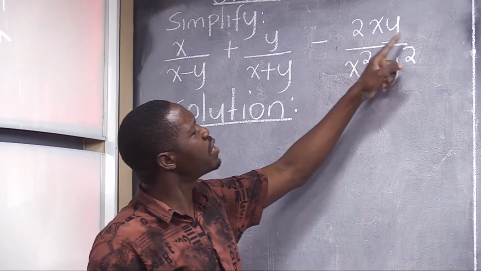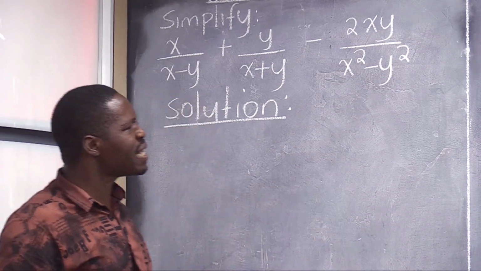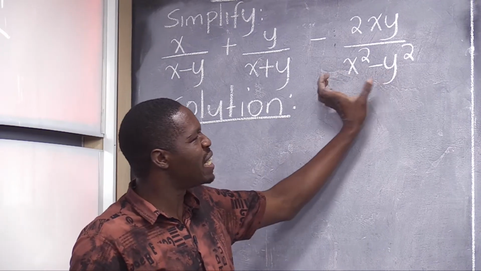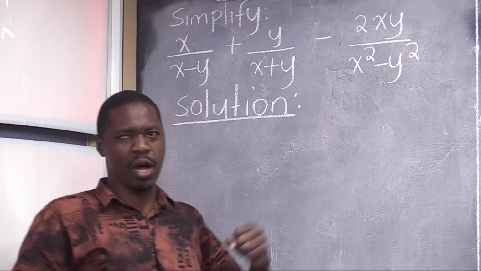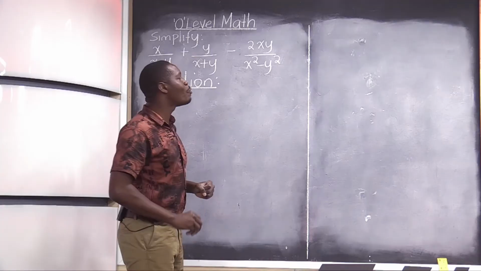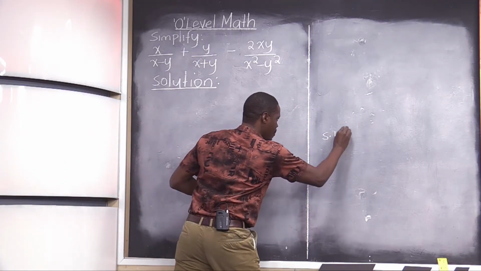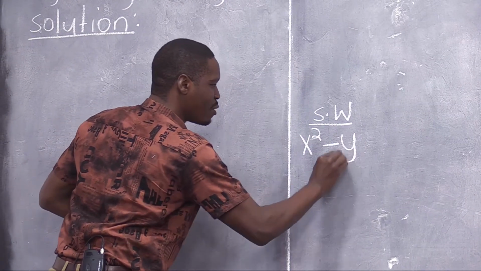We are having 2xy all over x squared minus y squared. And Mr. Examiner, the denominator of the last fraction, x squared minus y squared, something is fishy here. We are seeing something that is familiar to us. Let us first go for the side work, Mr. Examiner, sir. In our side work, we are having x squared minus y squared.